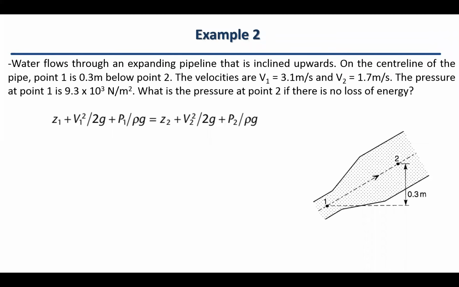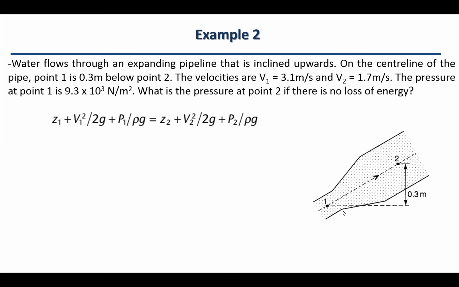Let's look at the second example of the Bernoulli equation. This is more or less a straightforward example, but it's good to just warm up and understand how the velocity between two points, or the pressure between two points, can be calculated. Again, we have the flow running through a pipe, an expanding pipe in this case.